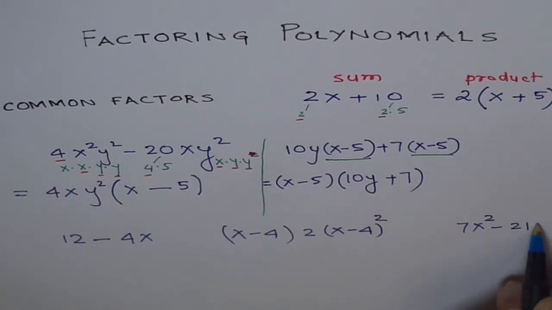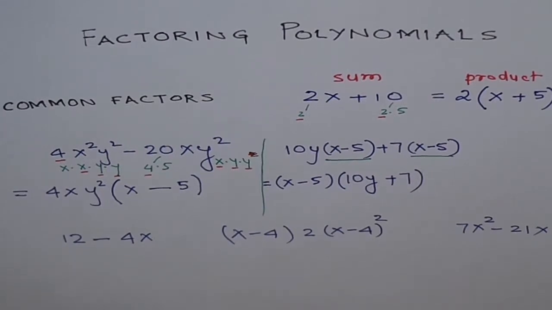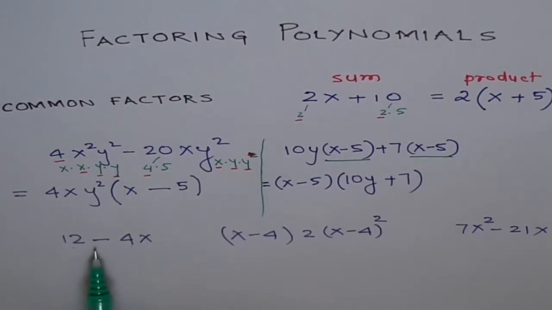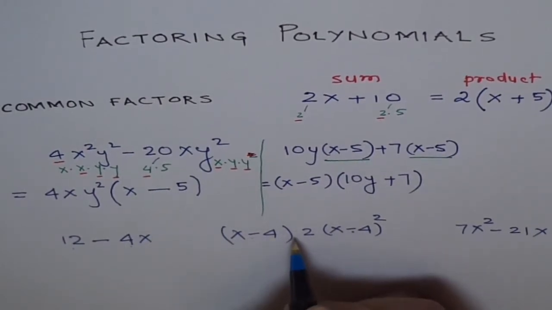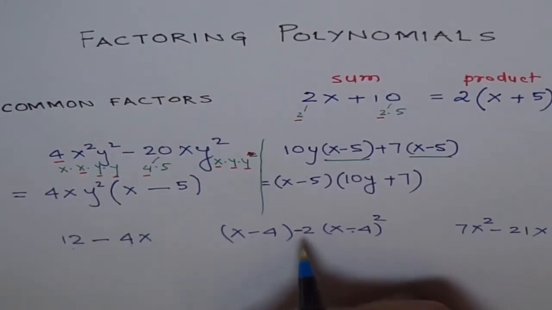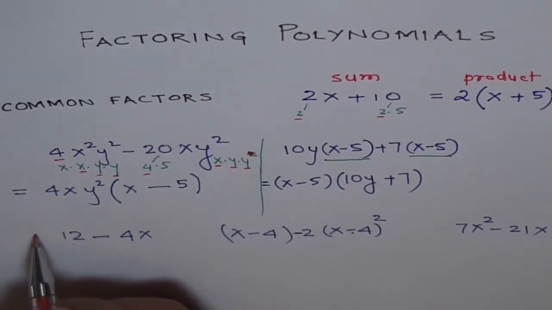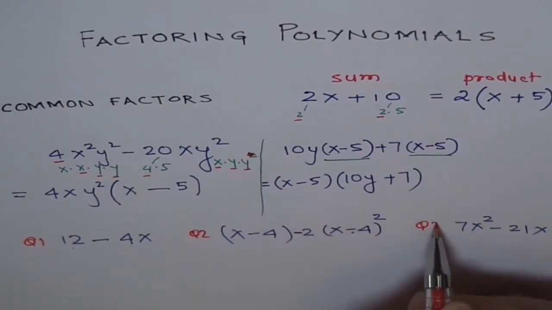minus 21x. Now, the process, you remember, is just see. These are your leading coefficients. Check for the common factors. Here, 4 is the common factor. Here, x minus 4 is the common factor. Do you see? I forgot to write sign between. Okay, so this is your question 1, question 2, and this is your question 3.